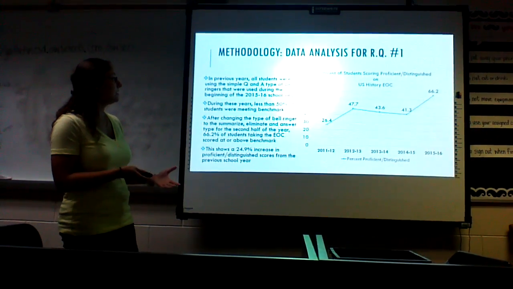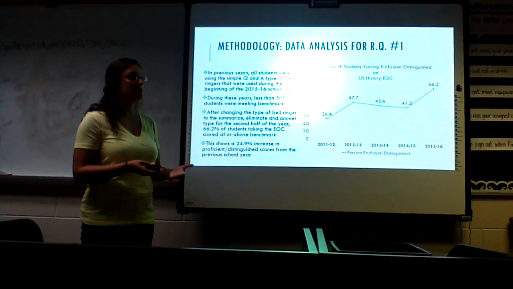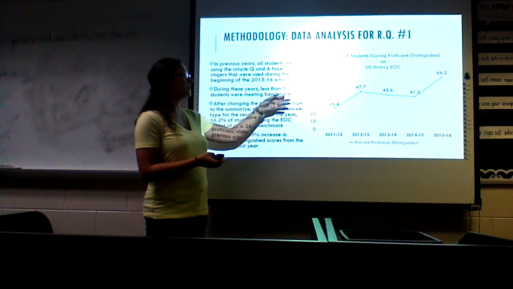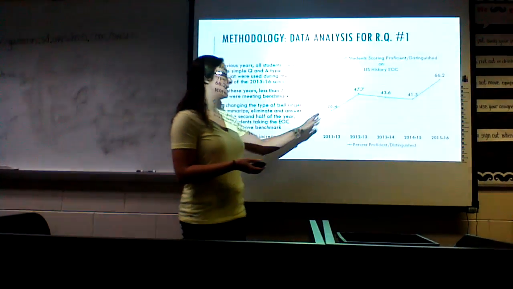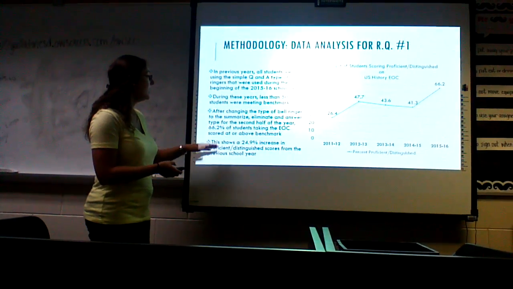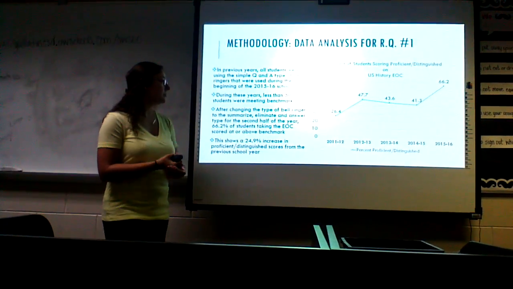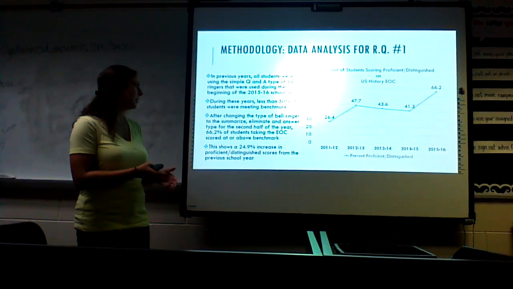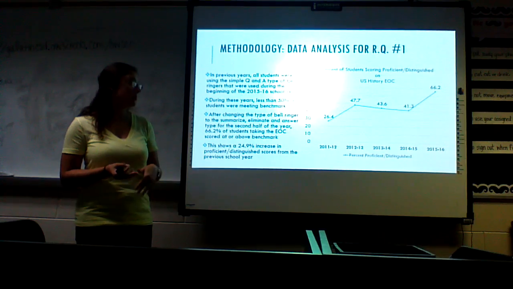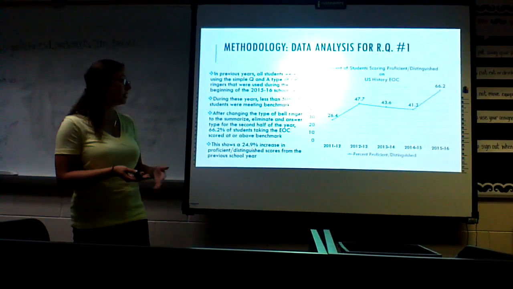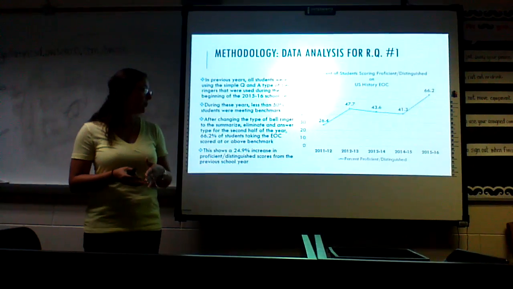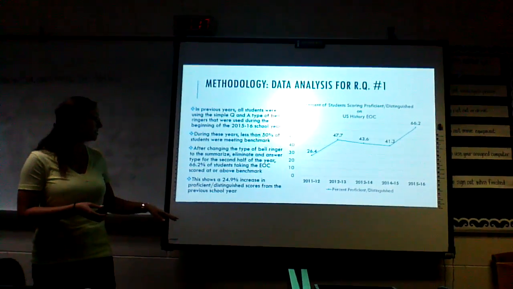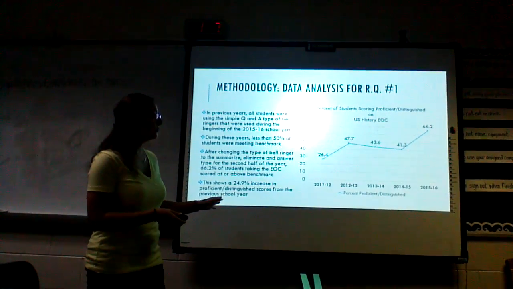So, again, some more analysis. In the previous years, all of the students were receiving that very simple question and answer bell ringer. And during these years, less than 50% of these students would meet benchmark, as we can see shown on the chart right here. And then after changing the type of bell ringer to the summarize, eliminate, and answer type, for the second half of the 2015-16 school year, 66.2% of students taking the end of course did meet benchmark. So this shows us a 24.9% increase in proficient and distinguished scores from one year to the next.